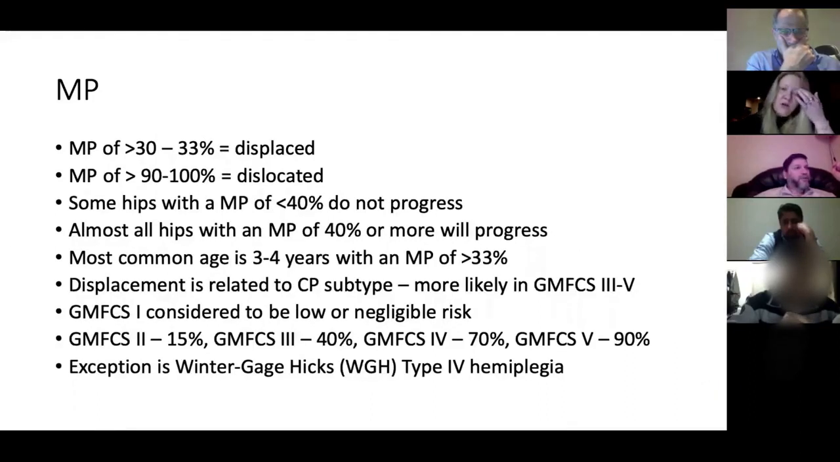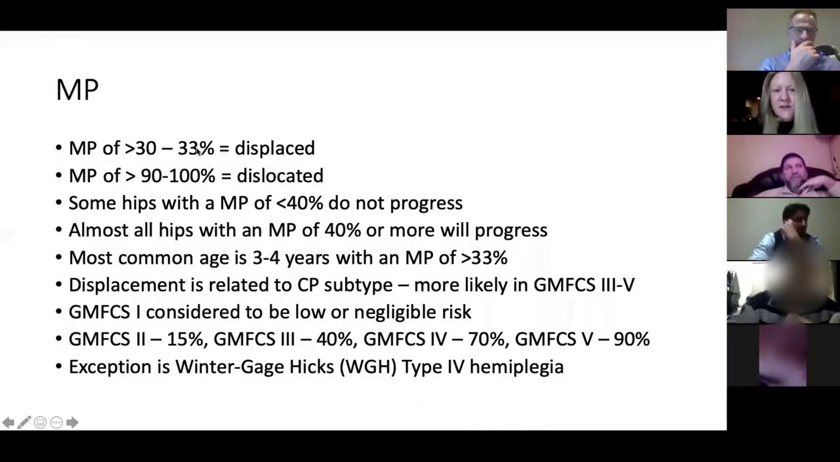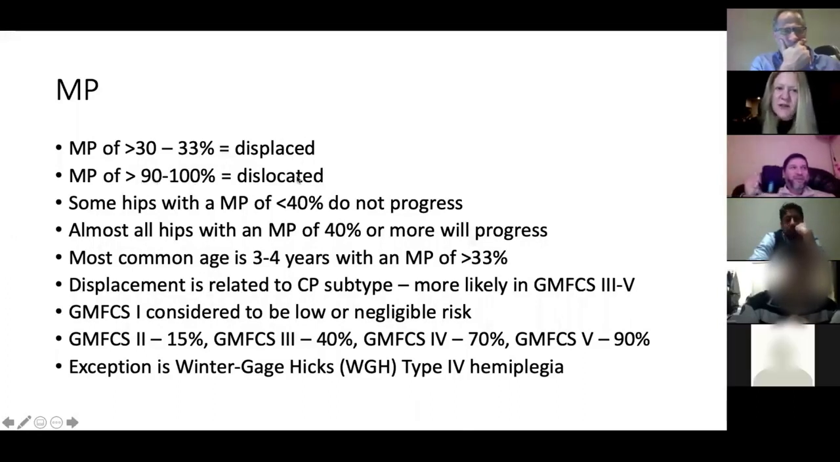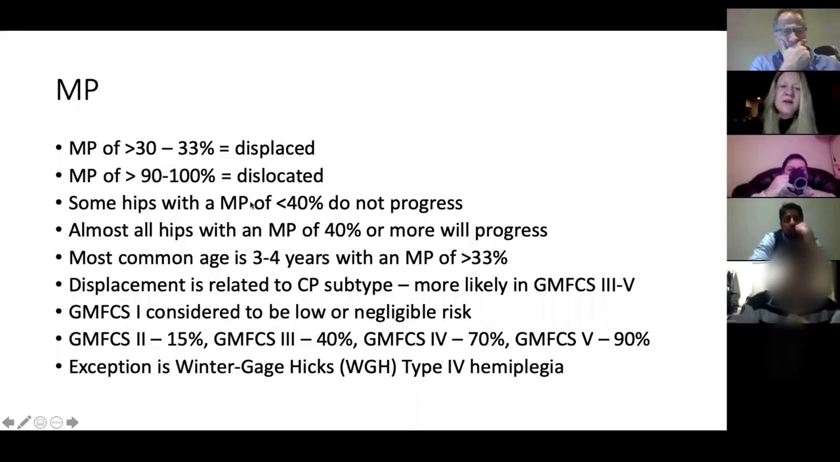So if we look at migration percentages, a migration percentage of 10 is normal. A migration percentage of between 30 and 33, we would describe that type of hip as displaced, and a migration percentage of 90 to 100% we describe as dislocated. Now, some hips with a migration percentage of less than 40% do not progress, but almost all of them with a migration percentage of 40% or more will progress to dislocation.